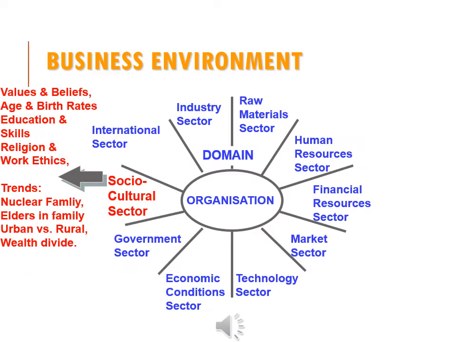So next, we're looking into the social culture sector of the society that we're looking into. So it's called the social culture sector. We observe, for example, the values and beliefs of people. We observe, for example, the birth rate and aging population. We observe values towards education, values towards skills. We observe values towards quality as well.